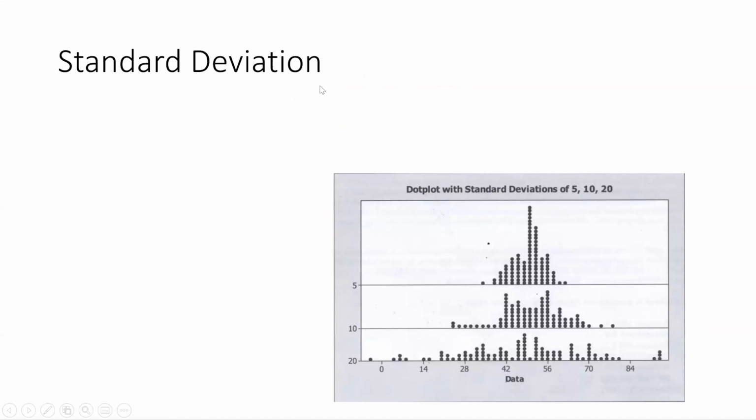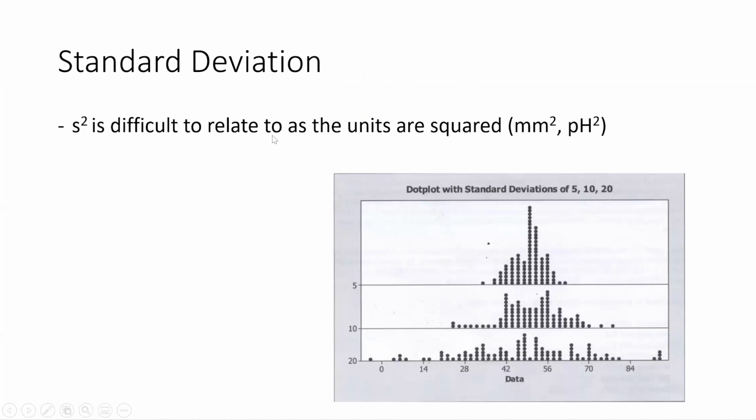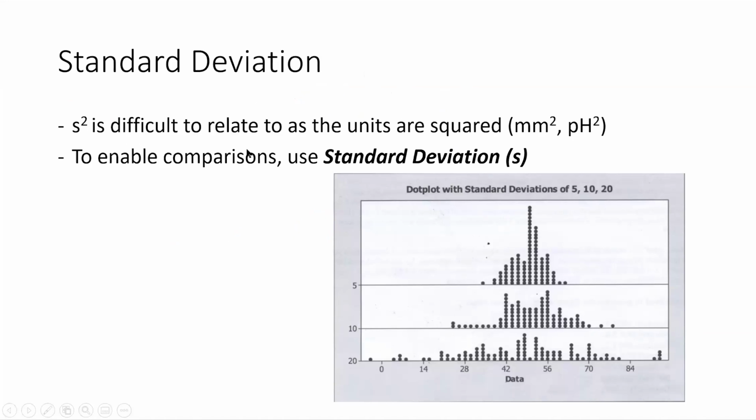Okay, so our standard deviation. s squared can be kind of difficult to relate to because the units are squared, right? So to enable comparisons, we use something called the standard deviation, which is just the square root of the variance. And that puts us back into our original units, making it easier to relate to the data.